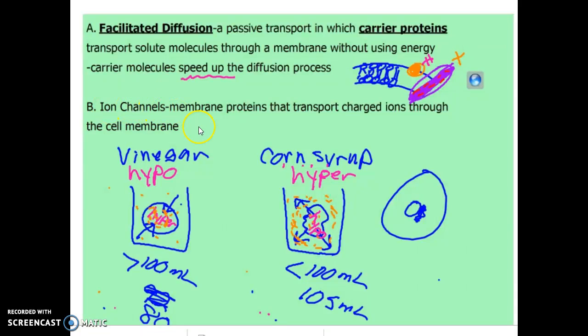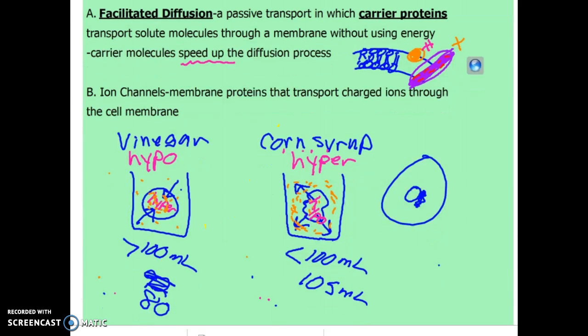Sometimes that means it's an ion channel that moves ions through that membrane as well. So that's it for passive transport. We talked about water moving through the membrane as a type of passive transport, and oxygen and carbon dioxide moving through as part of passive transport. So let's talk a little bit now about active transport.